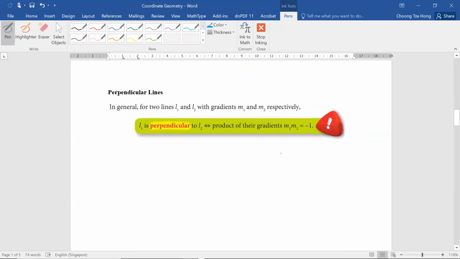Okay, next one, perpendicular lines. So in general, for two lines, if they are perpendicular to one another, then the product of their gradients will give you -1. So if you have a line like this and then another line this way, and they are perpendicular, if this is L1, this is L2. L1 will have its own gradient, so let's call this M1 and M2. Then the relationship between their gradients will be M1 times M2 equals -1.